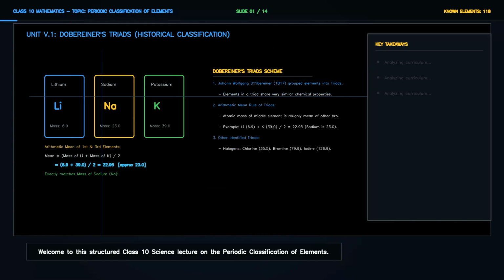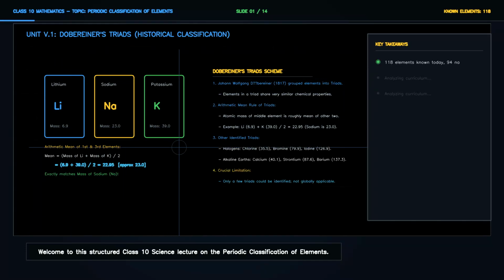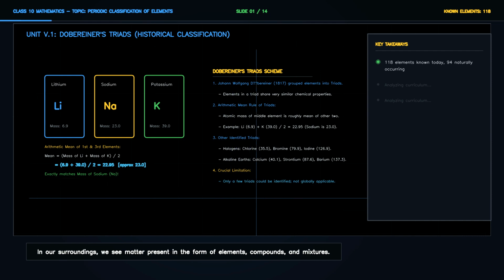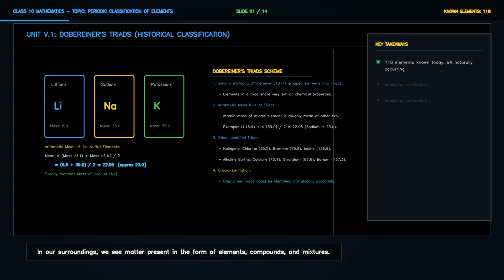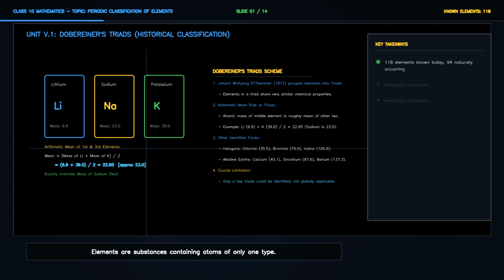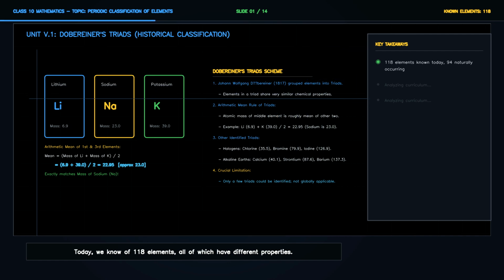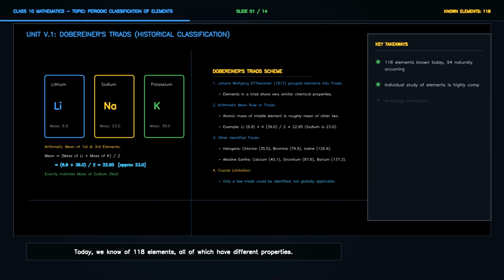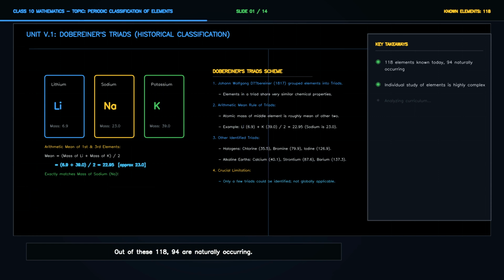Welcome to this structured Class 10 science lecture on the periodic classification of elements. In our surroundings, we see matter present in the form of elements, compounds, and mixtures. Elements are substances containing atoms of only one type. Today, we know of 118 elements, all of which have different properties. Out of these 118, 94 are naturally occurring.